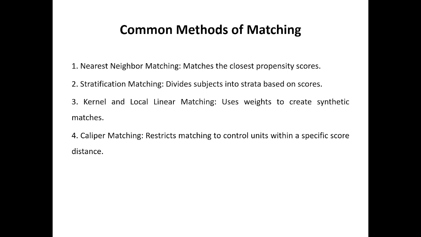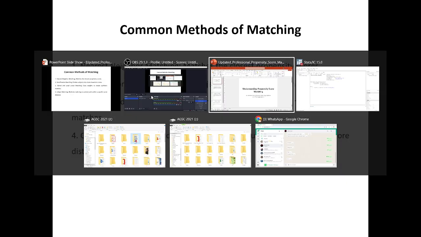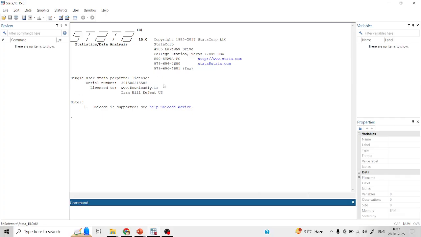But whereas in the case of kernel matching, it will not be happening. So the entire data will be used for the analysis because it takes the weight. And the final one is caliper matching. In this, similar to the propensity score, the standard deviation of the propensity score is also taken into consideration. So based on the caliper standard deviation, the analysis is carried out. So with this, we will directly move to the analysis part.